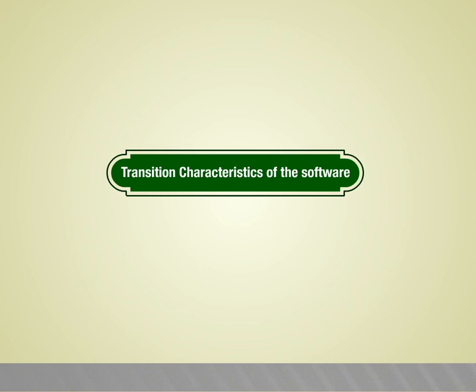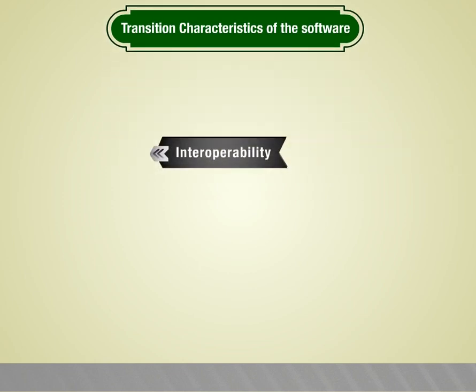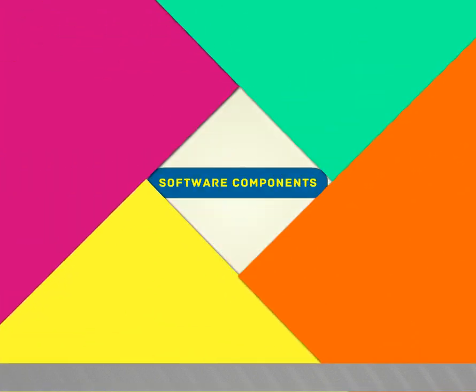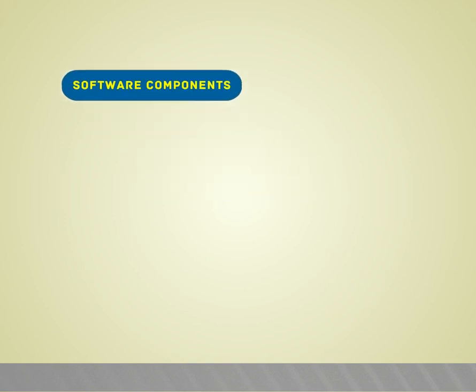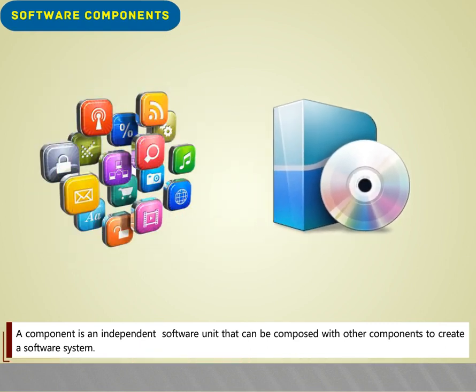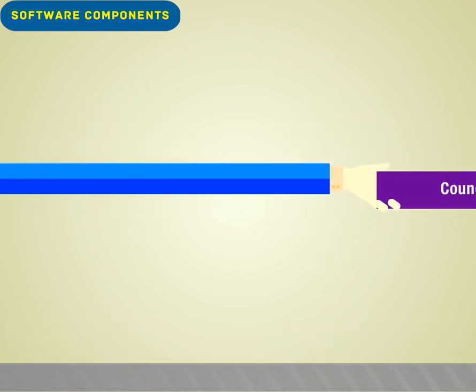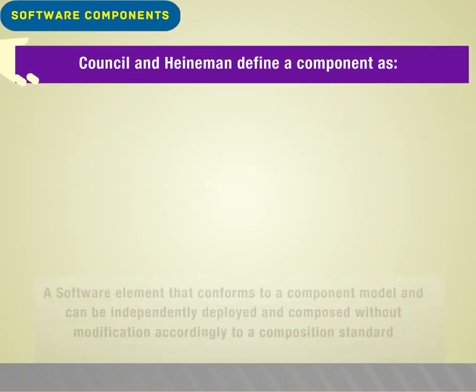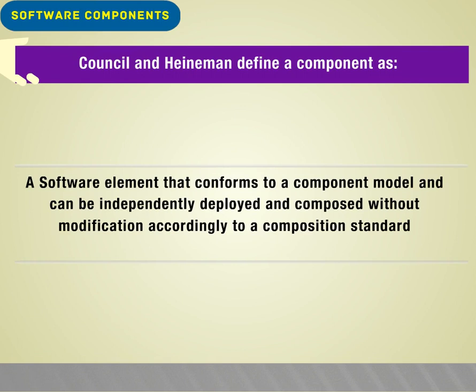Transition characteristics of the software: interoperability, reusability, portability. Software components. A component is an independent software unit that can be composed with other components to create a software system. Council and Heinemann define a component as a software element that conforms to a component model and can be independently deployed and composed without modification according to a composition standard.